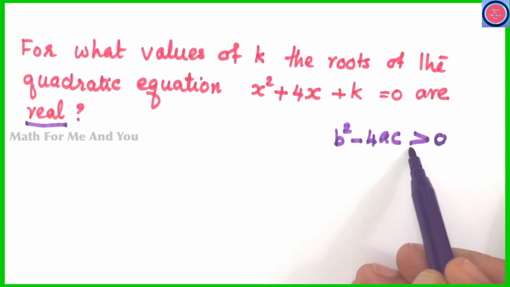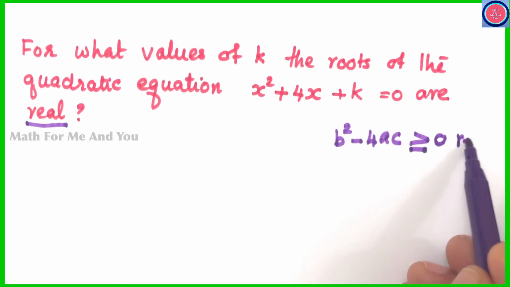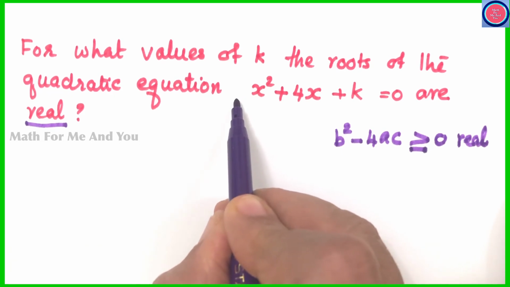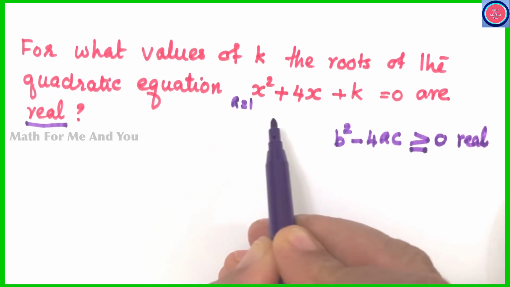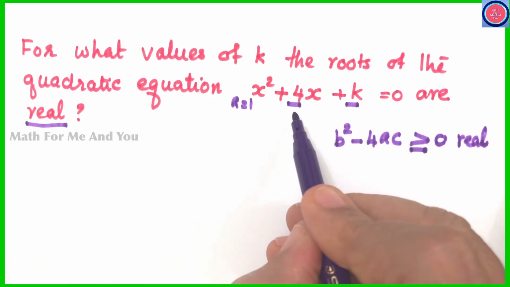Equal means real equal roots. So we write them together. To get the real roots, the condition is b square minus 4ac greater than or equal to 0. From the given quadratic equation, we can write what a, b and c are. A equals 1, b equals 4 and c equals k.